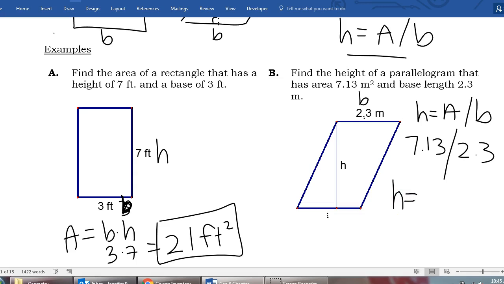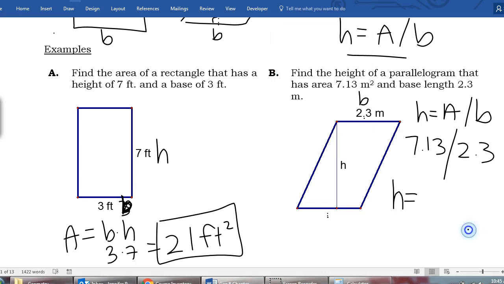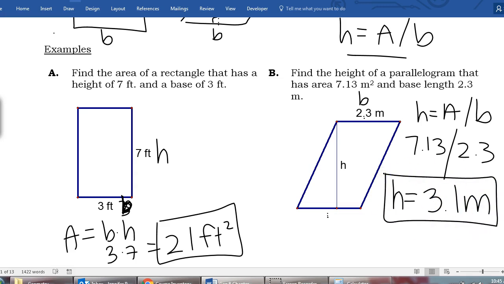Let's use a calculator for that one just to make sure. 7.13 divided by 2.3 gives me a height of 3.1 meters. So notice my height is just meters. It's not square meters. My lengths, my heights, my bases, my radii, they're all in meters, but my areas would be square meters or square feet or square inches.